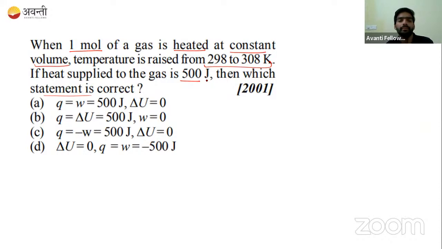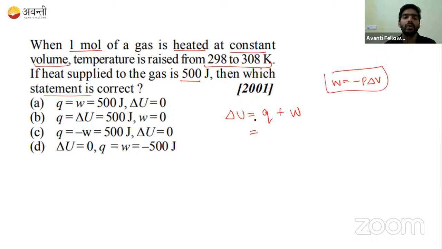Just think. Let's solve. So what is it telling here? Which statement is going to be correct? It is telling about Q, W, and then delta U. If these three quantities are coming, that is the heat energy, work done, and delta U, that means here they are using the first law of thermodynamics. So what is our first law of thermodynamics? Delta U, that is change in internal energy, is Q plus W. And then what is our work done? Work done is nothing but minus P delta V.